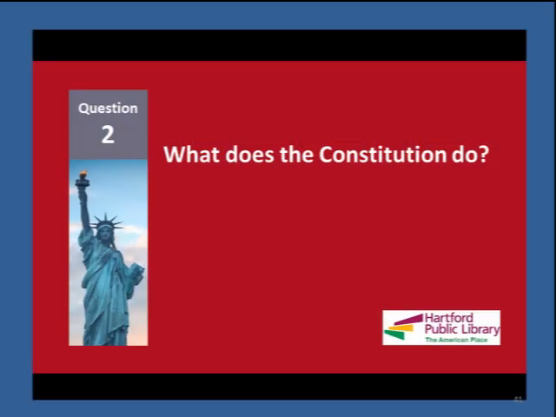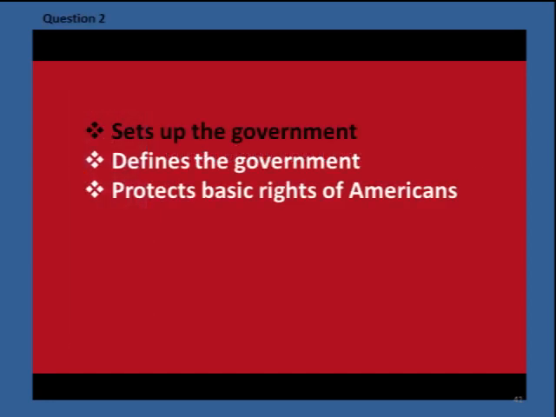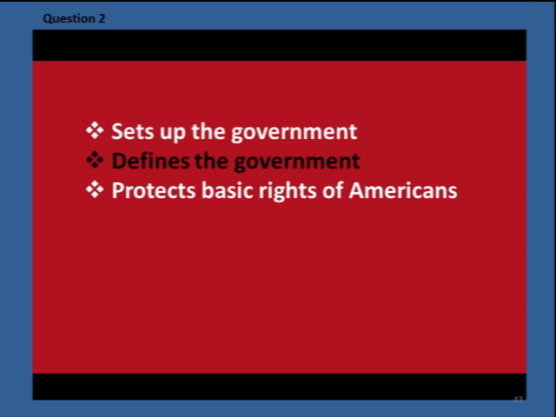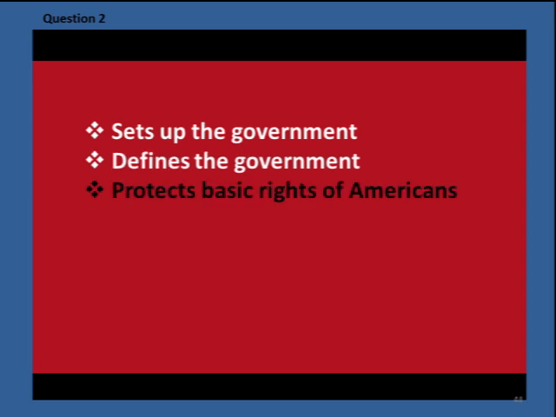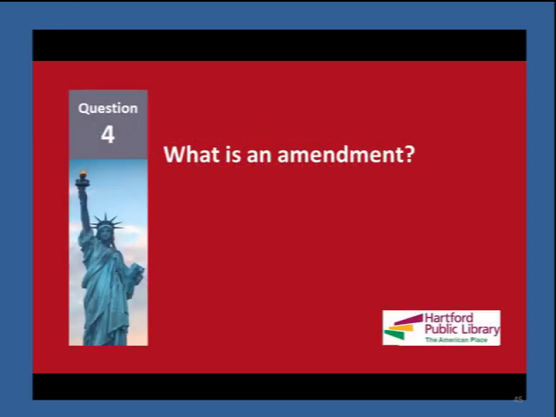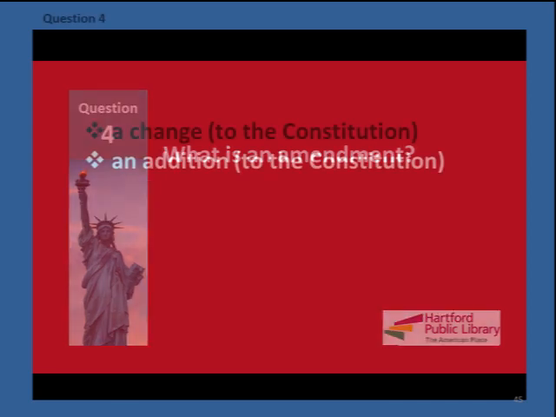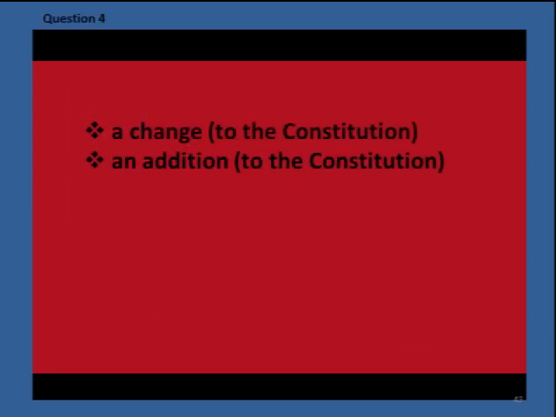Question 2. What does the Constitution do? Sets up the government. The Constitution sets up the government, defines the government, and protects basic rights of Americans. Question 4. What is an amendment? An amendment is a change or addition to the Constitution.